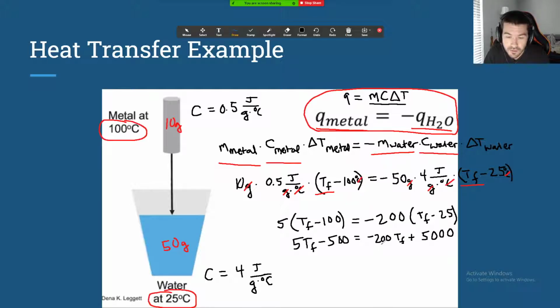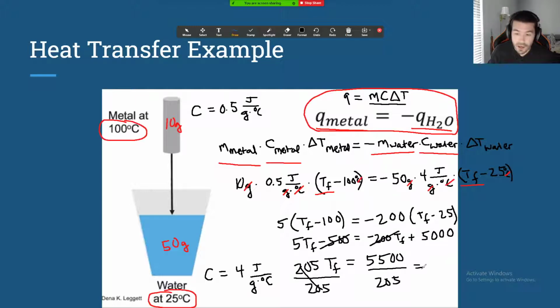So I'm going to add 200 TF to both sides. So that's going to get rid of it here, and I'm going to end up with 205 TF on this side. And then I'm going to add 500 to both sides. So that's going to get rid of it here, and I'm going to end up with 5,500 on this side. Divide by 205 on both sides. There we go. Clearly this is something that you would need to do with a calculator. Let's see, 5,500 divided by 205. Look at this. Wow.